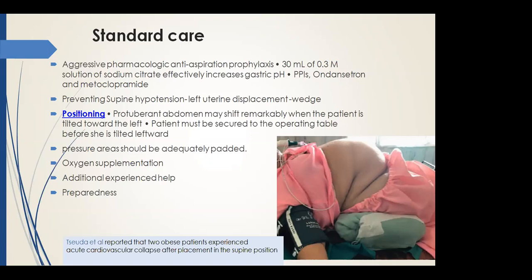Prevent supine hypotension with left uterine displacement, preferably by a wedge under the buttock, as stable tilt is difficult in these patients, and the patient should be firmly secured to the operating table before tilting, even mild. Pressure areas should be adequately padded. Oxygen supplementation is highly ensured. Even while transporting the patient, oxygen should be on. Additional experienced help and preparedness for anticipated and unanticipated complications is crucial.